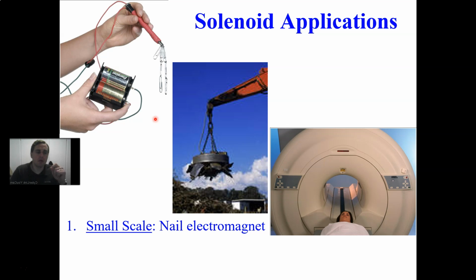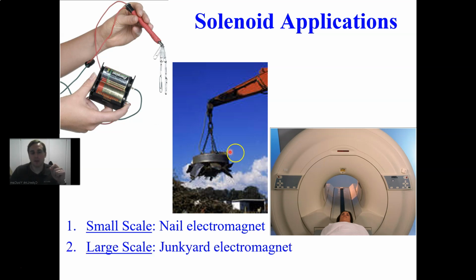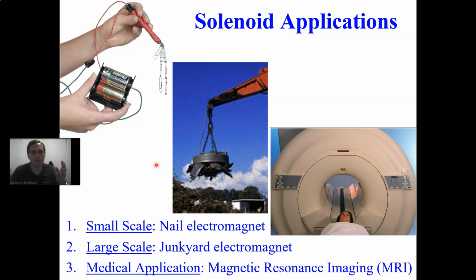Another example would be a junkyard electromagnet. Notice there's a very tightly wound coil with a lot of current running through this machine. We can pick up enormous pieces of metal as long as they are ferromagnetic, so that you can induce some sort of magnetic field inside them.